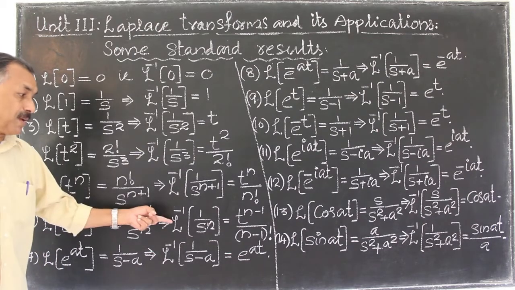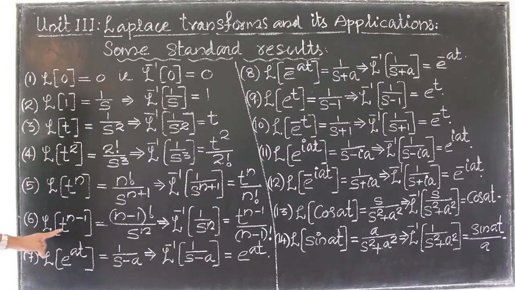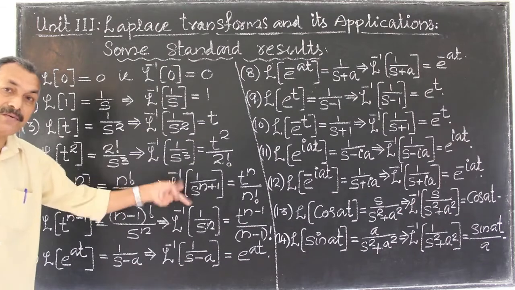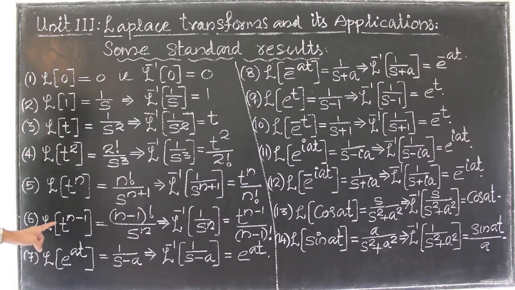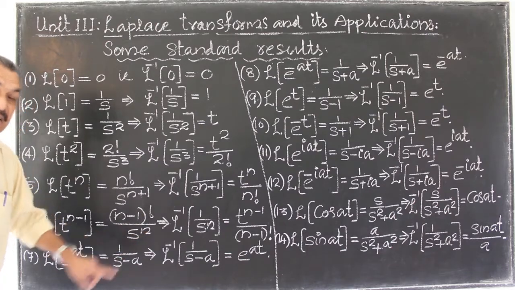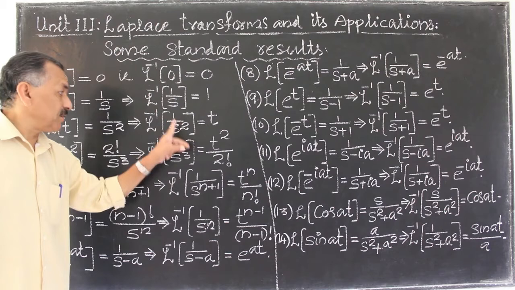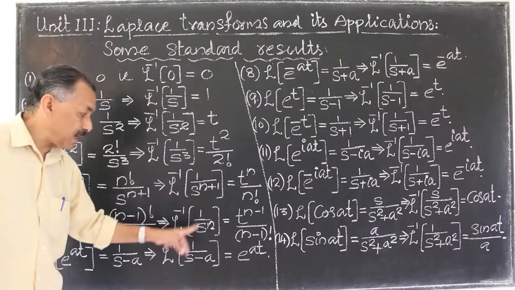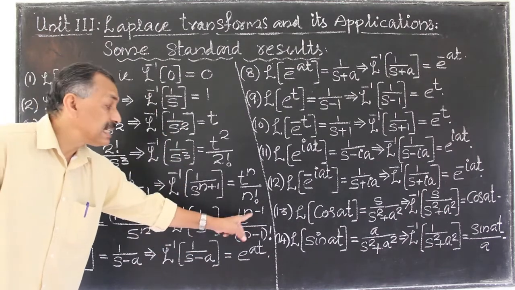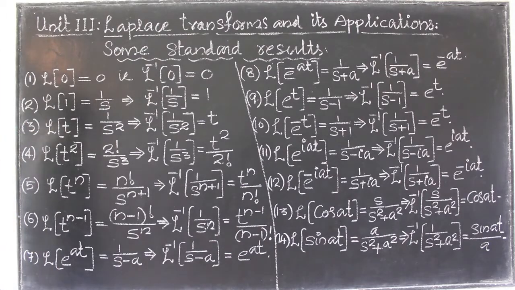We want the standard form 1 divided by s raised to n for L inverse. So what is L of t raised to n minus 1? Where t raised to n appears, we put n minus 1. Then Laplace transform of t raised to n minus 1 is equal to n minus 1 factorial divided by s raised to n. Therefore L inverse of 1 by s raised to n is equal to t raised to n minus 1 divided by n minus 1 factorial.